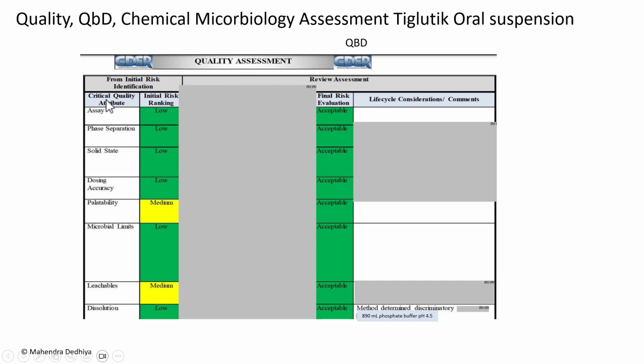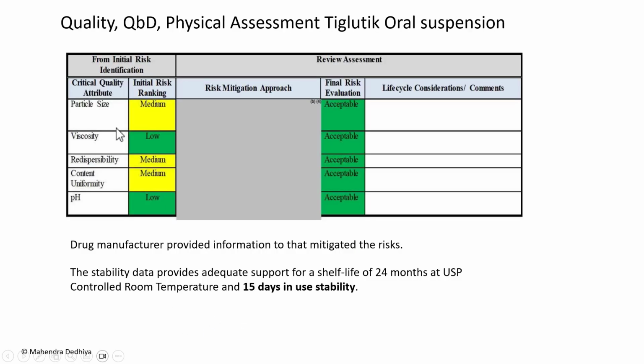So the QbD chart in the FDA file shows assay is acceptable, separation is acceptable, solid state, there are no polymorphic changes, dosing accuracy using the syringe was acceptable, palatability was not, leachables and extractables were not, the solution was acceptable, particle size of the active drug was not acceptable. Redispersibility was not acceptable, and content uniformity was not acceptable at initial development stages.